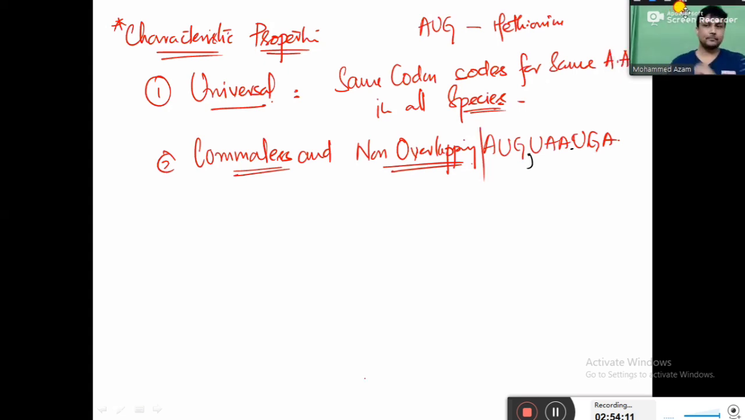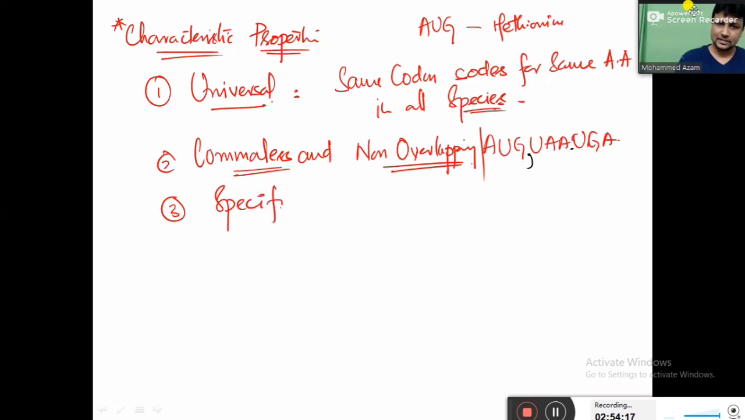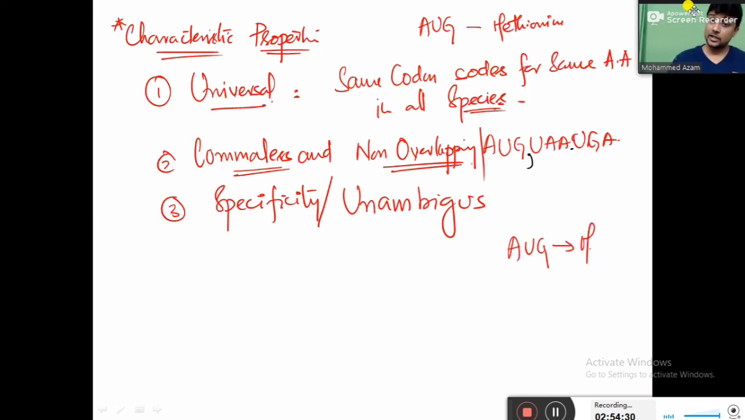And number 3, remember the codon will be specific, guys. Specificity. This specificity is also known as unambiguous. Now, what is the meaning of that? AUG will code for which amino acid? Methionine. So remember, it is specific for methionine only. It's not like yesterday AUG was coding for methionine, today morning it is coding for glycine, and by evening it will code for lysine. That doesn't happen. The amino acid will not change. It is specific to a particular amino acid. And number 4 property, a codon is degenerate.